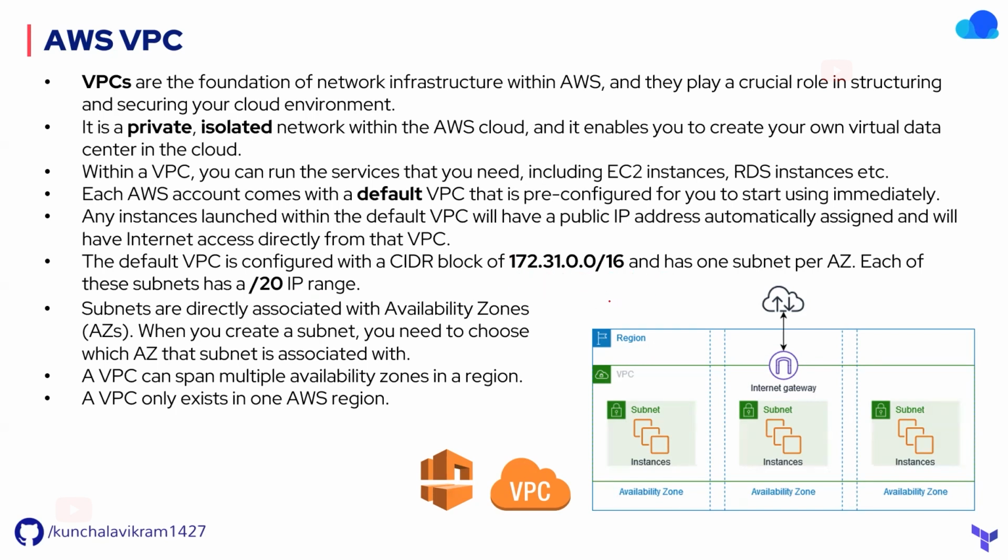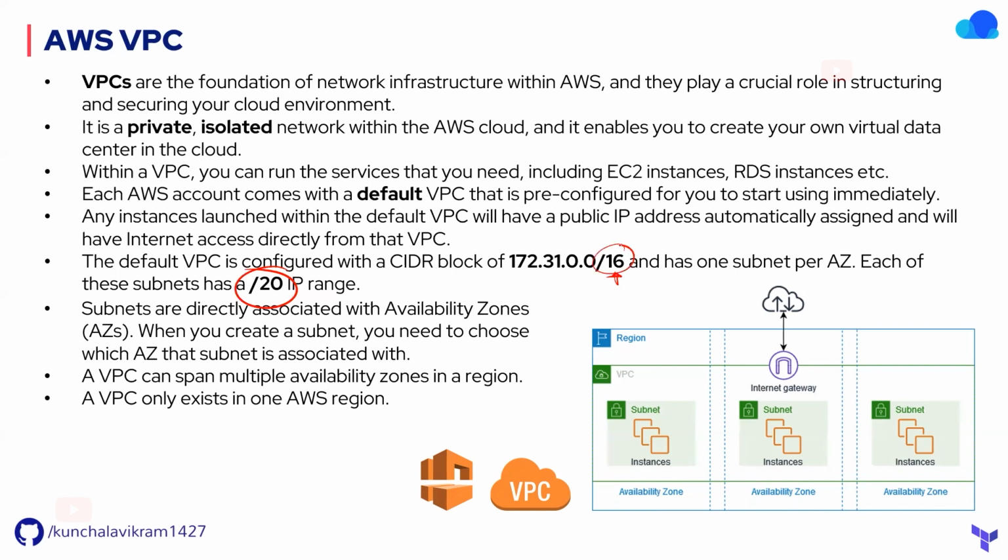Every region will have a default VPC, and every availability zone within that region has one subnet. If there are 6 AZs in a region, all 6 AZs will have one subnet. And each subnet will have /20 as the CIDR. Got it?